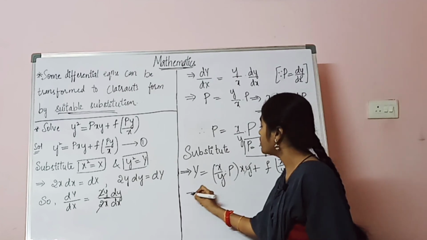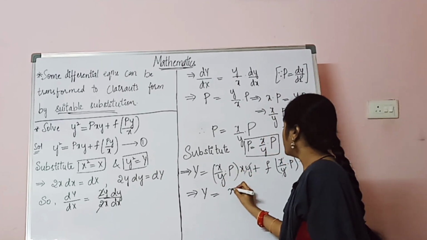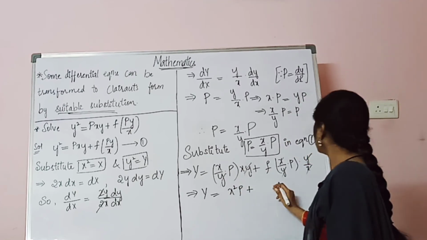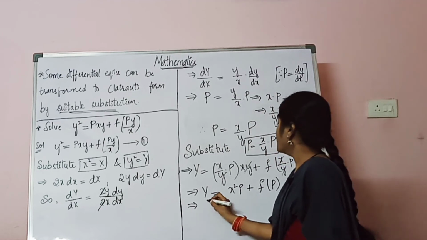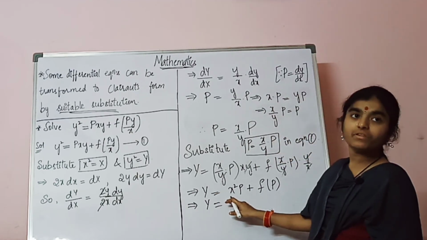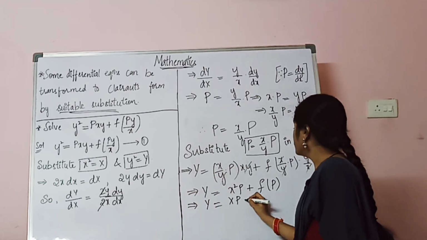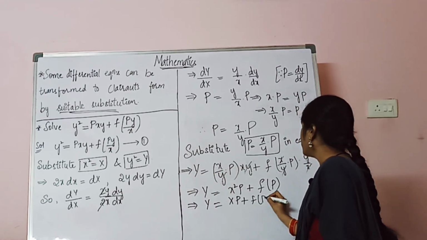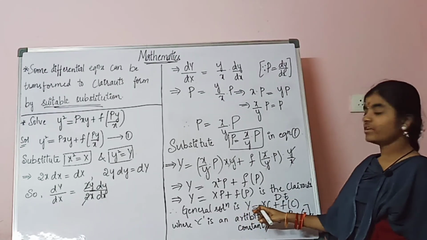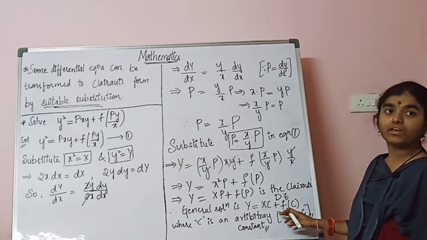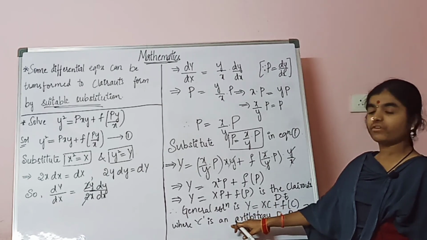So what is remaining here? Y equals x into x, x square, P plus f of P. That implies Y equals, in the place of x square, what we have to substitute? X. So Y equals XP plus f of P. This is the Clairaut's differential equation. Therefore, the general solution is Y equals Xc plus f of c. In the place of P, we are substituting c, where c is an arbitrary constant. This is the solution.